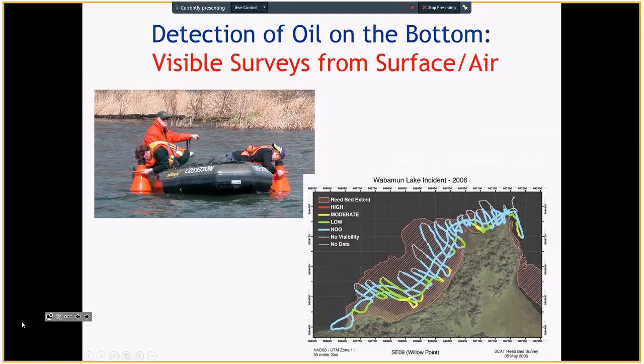Then there are visual surveys. This is the Lake Wobegon spill here on the left, where they were using some viewing tubes. The water was clear enough and shallow enough to see the oil on the bottom, and they give a little map of where the oil is on the bottom.